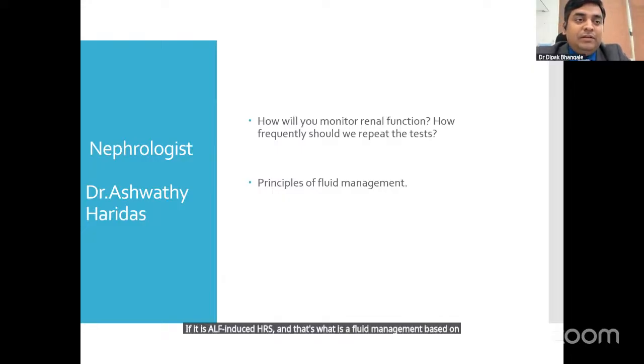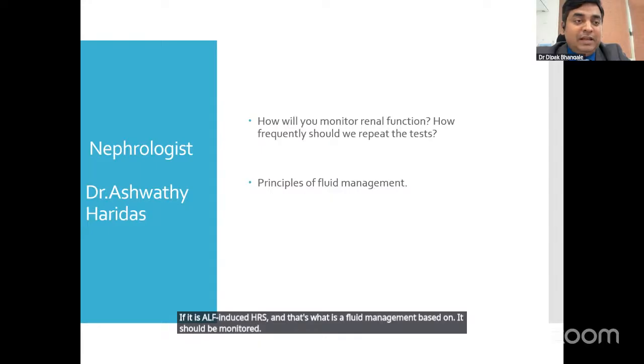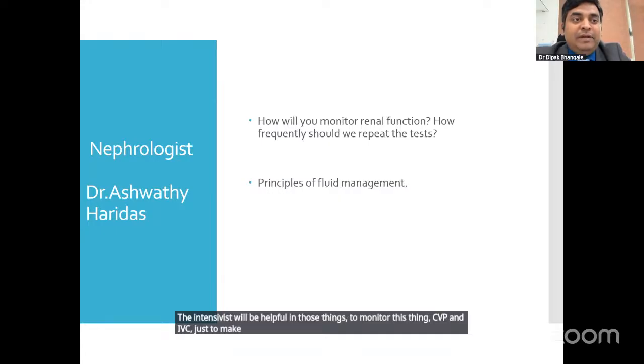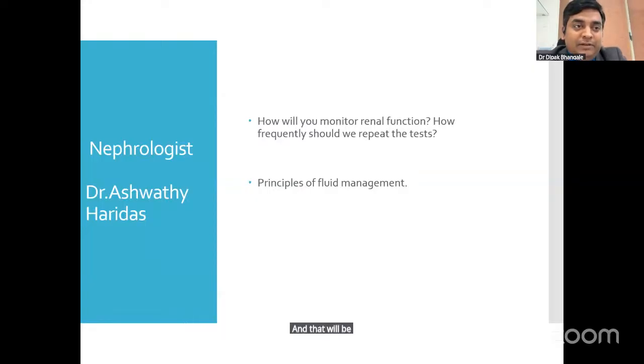It should be monitored. Intensivist will be helpful in monitoring this, CVP and IVC, just to make sure the fluid management will be better, and the patient should not go into fluid overload, and that will be the next problem for that patient.